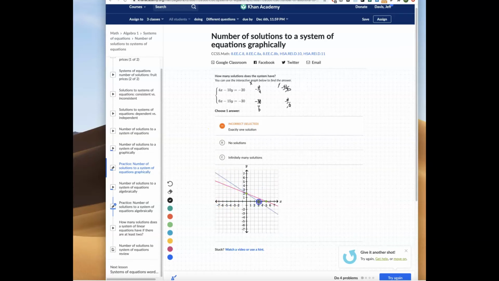Oh, this is 5 also. Those are the same line. My bad. So this gives me 5, this gives me 5, so they're both there. This gives me 2, this gives me 2, both there, both there. So that's infinitely many. My bad.